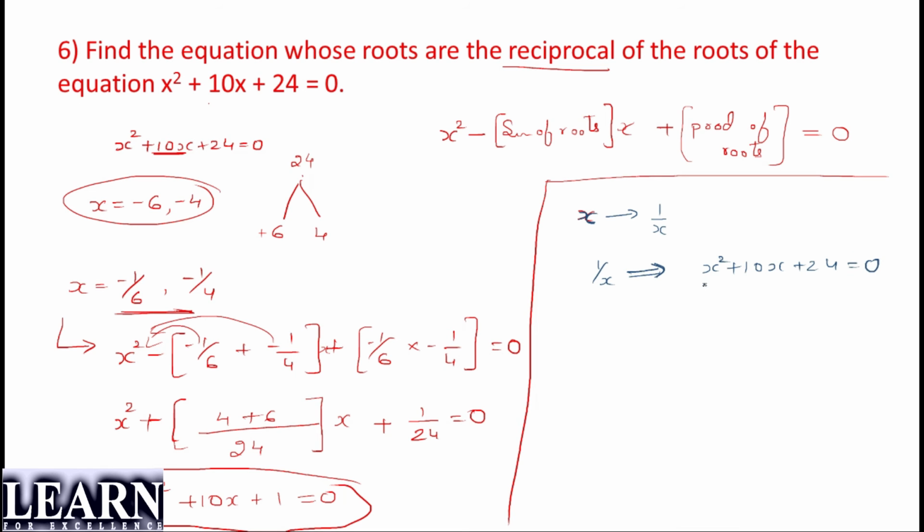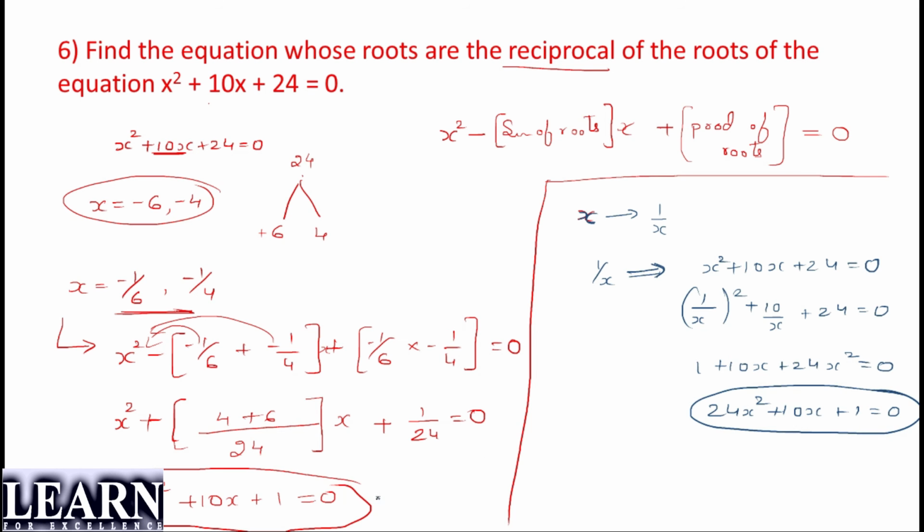Okay, so if I take this as 1 by x here, I can take 1 by x square plus 10 by x plus 24 is equal to 0. Here we have x square in the denominator, so we multiply completely with x square, so I can take it as 1 plus 10x plus 24x square is equal to 0. So if I interchange it, I'll get 24x square plus 10x plus 1 is equal to 0. We have got the answer similar to this one, right?